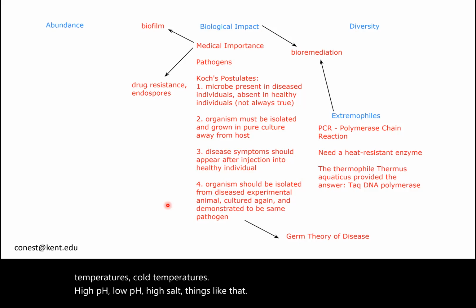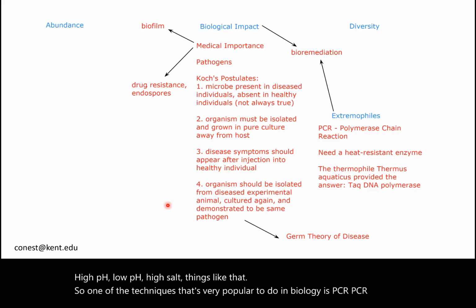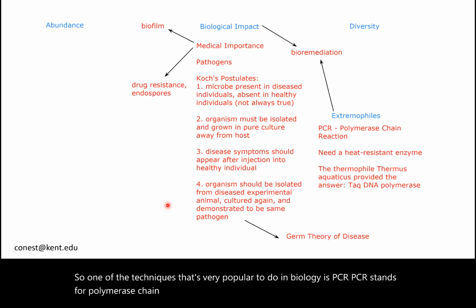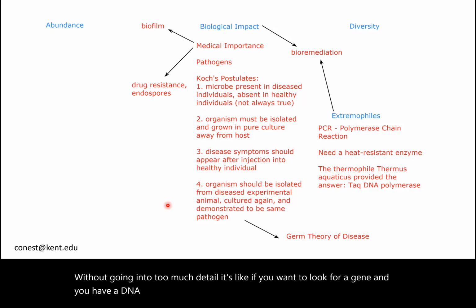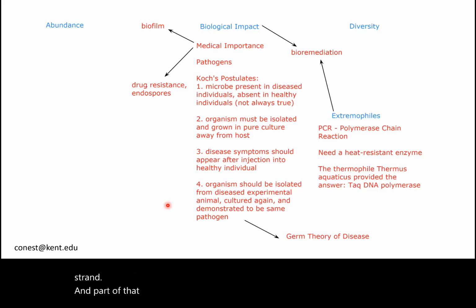So one of the techniques that's very popular to do in biology is PCR. PCR stands for polymerase chain reaction. Without going into too much detail, it's like if you want to look for a gene and you have a DNA strand, you make a bunch of different copies of that DNA strand. And part of that process involves heating the DNA strand to a very high temperature.